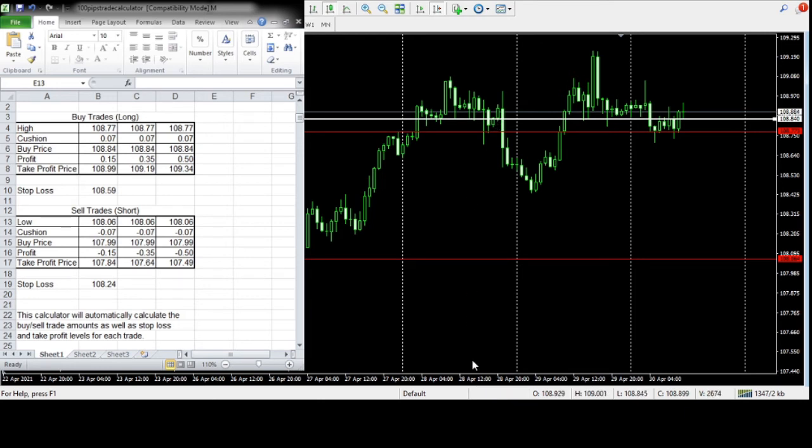All right, and we have 3 take profits. The first take profit is 108.99. That is 15 pips. That is the first take profit, which it has hit. Because this is the 28th, this is the 28th, and it has hit the first take profit right there.